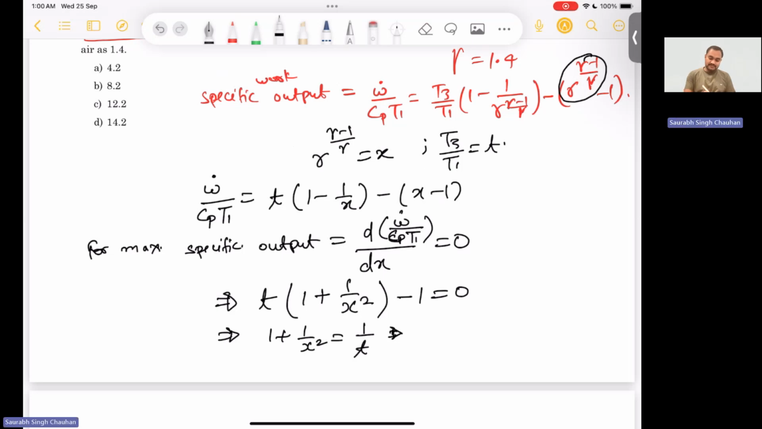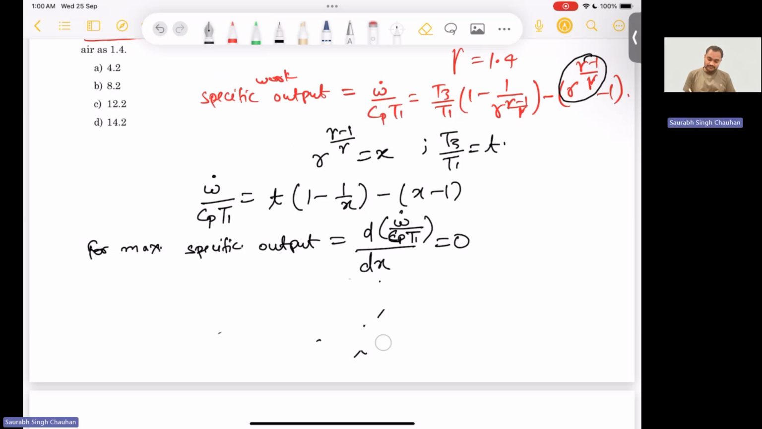I have made one mistake. This 1 will not be there. Okay, so I will write it again, because differentiation of 1 is 0. So it will be t plus 1 by x square minus 1 is equal to 0. Okay, now it is correct.